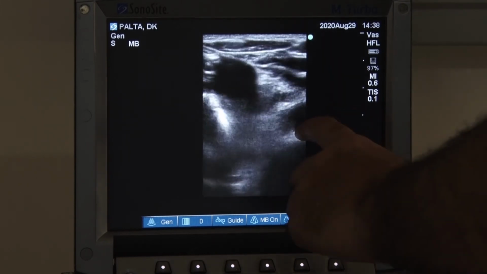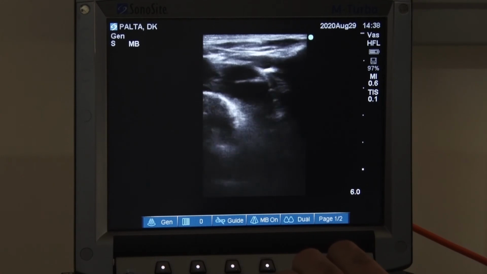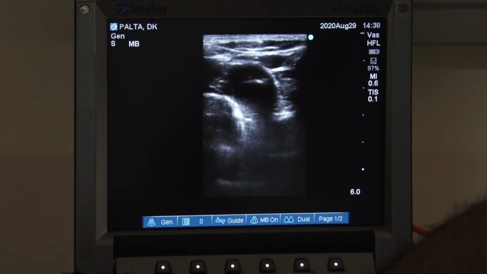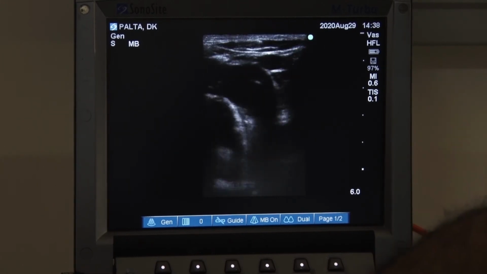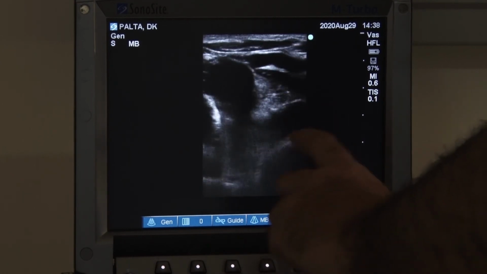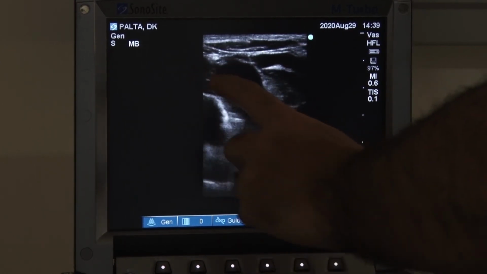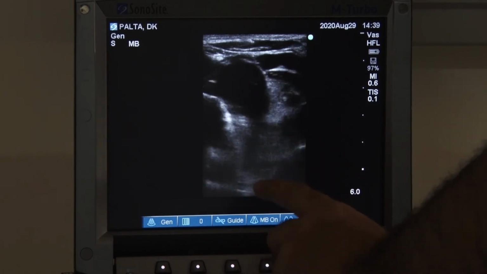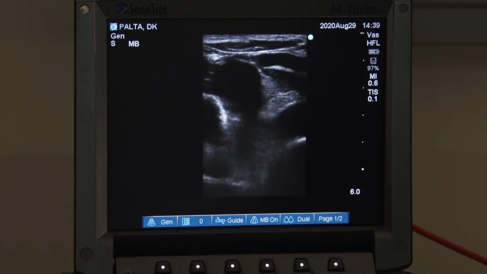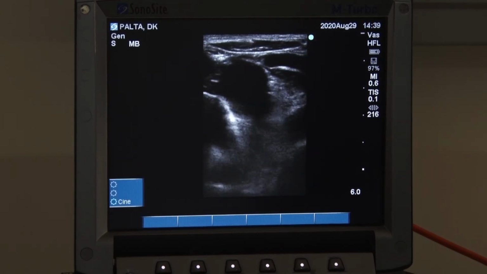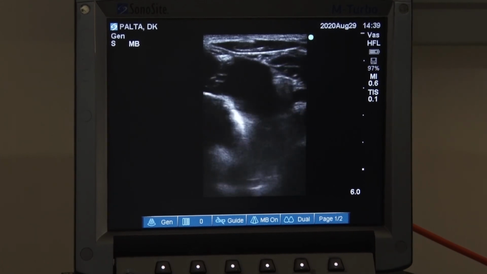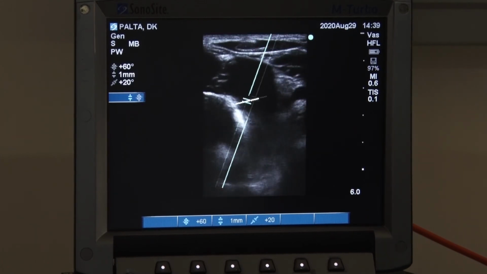So this is the left brachiocephalic vein, and if you can see clearly, this is the brachiocephalic vein on the left side, and on the right side, this is the subclavian, this is the internal jugular, forming the upper part of the superior vena cava. We can check the patency by doing a Doppler of these vessels.